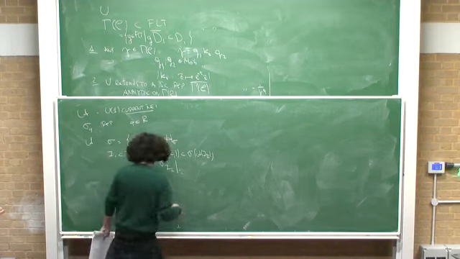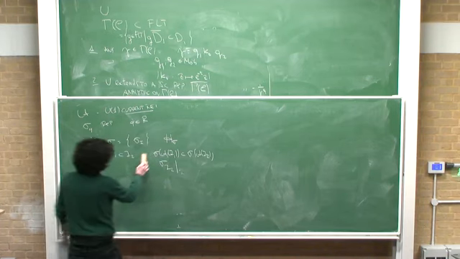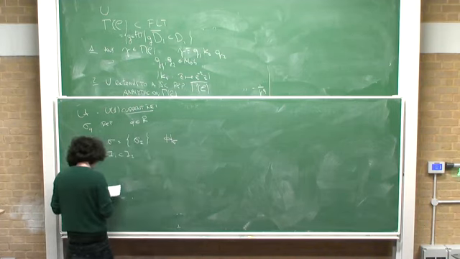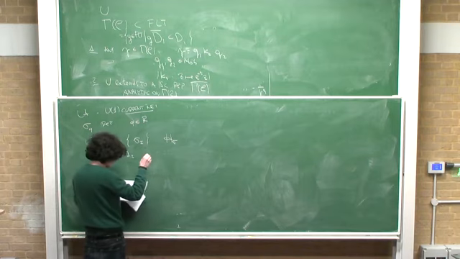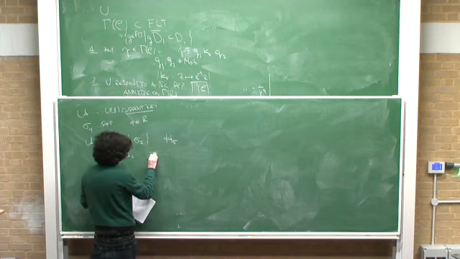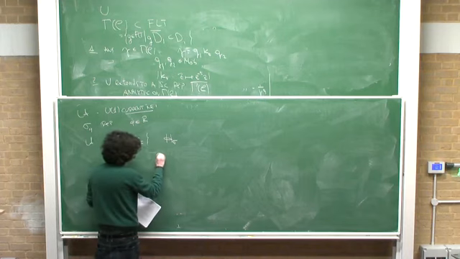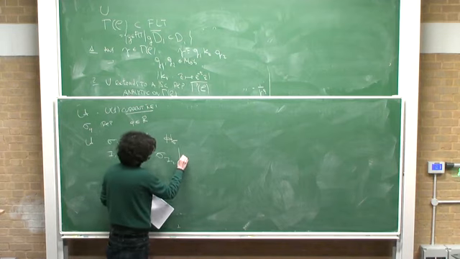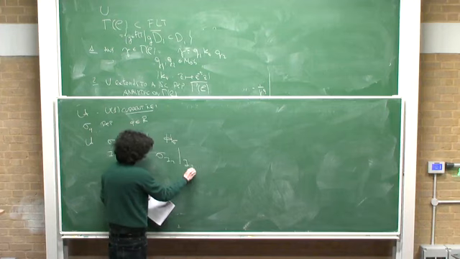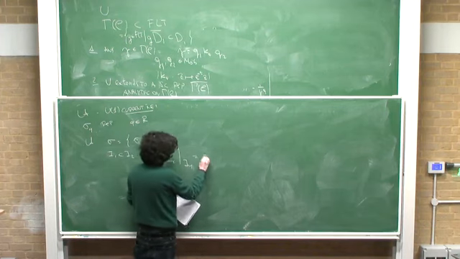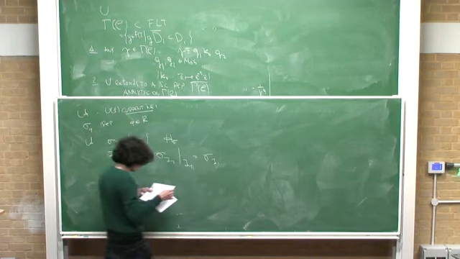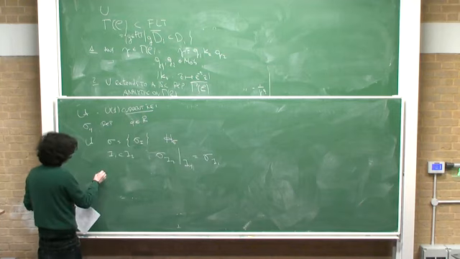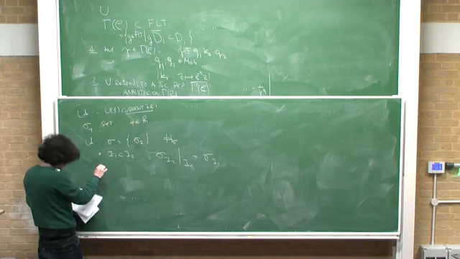It's just a matter of compatibility, which means that whenever I have two intervals such that I1 is contained in I2, the representation of the larger interval should restrict to the representation of the smaller interval in some way. And then we have covariance.